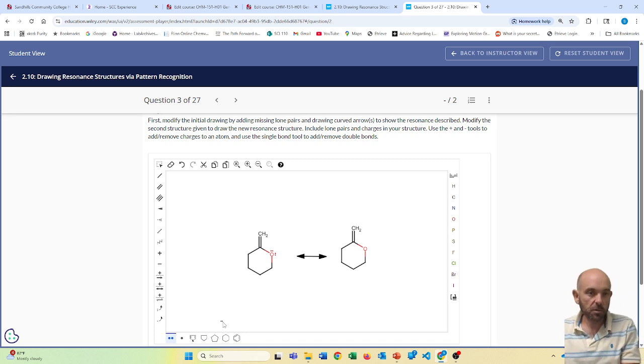A lone pair adjacent to a pi bond has two arrows. One of the arrows moves from a lone pair into a new pi bond, and the next arrow moves the pi bond onto an atom as a lone pair. In this question, you should end up with an oxygen with a positive formal charge and a carbon with a negative formal charge.